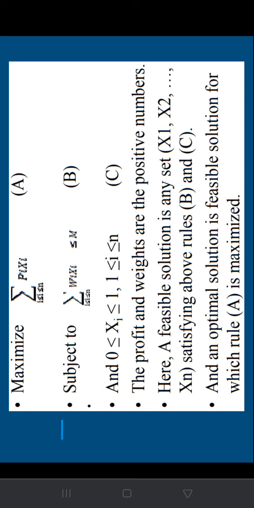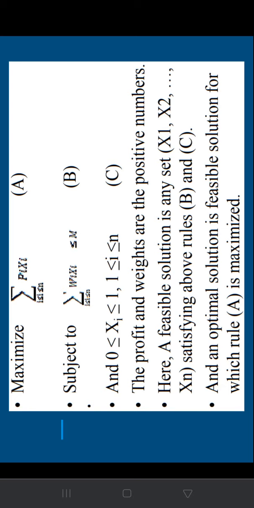So the weight should be less than or equal to m. We cannot put more into a bag beyond the capacity. That is the constraint. And then this xi is between 0 and 1. So it may be 0 or some fraction or 1. That means we may include the object or not, partially or fully. Means 1 or 1 by 2 or 1 by 3 or 1 by 15. Any fraction of the object can be added to the knapsack bag.